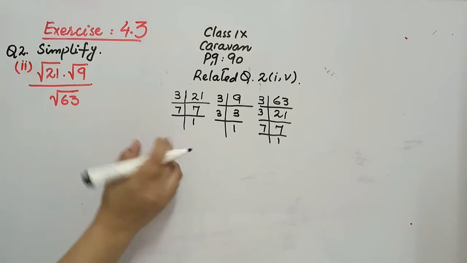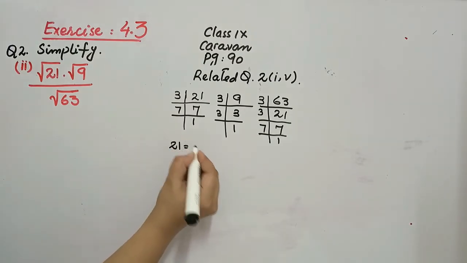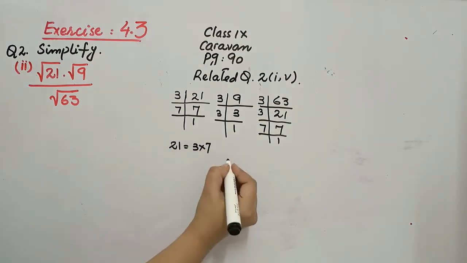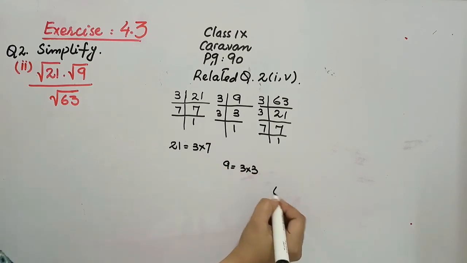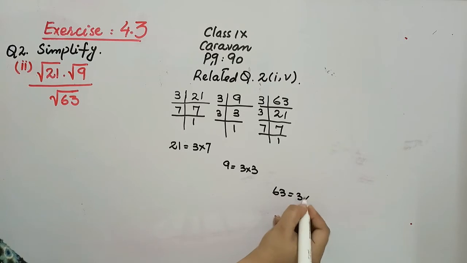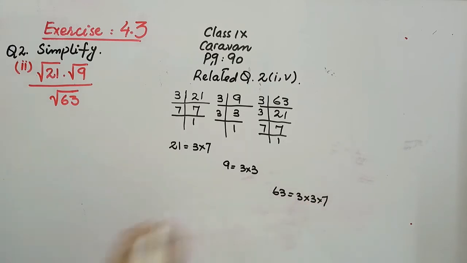So I can write it down. 21 is equal to 3 multiplied by 7, 9 is equal to 3 multiplied by 3, and 63 is equal to 3 multiplied by 3 multiplied by 7.